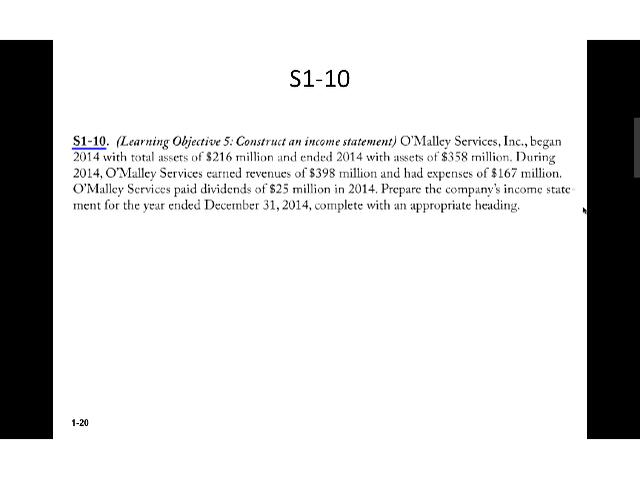So we have O'Malley Services began with total assets of $216 million and ended the year with assets of $358 million. During the year, they earned revenues of $398 million and had expenses of $167 million, and O'Malley paid dividends of $25 million.